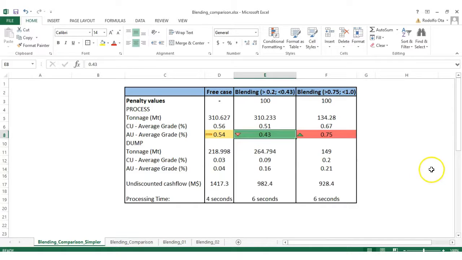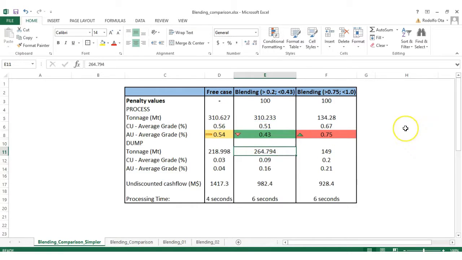You can see that the result indeed matches the maximum bound imposed by the user, because it's closer to the average grade of the free case. So by working with the upper bound, it should deliver a solution that respects the blending constraint and maximizes discounted cash flow. Obviously, because the software is working with the lower grades, maybe that justifies the increased tonnage for dump.